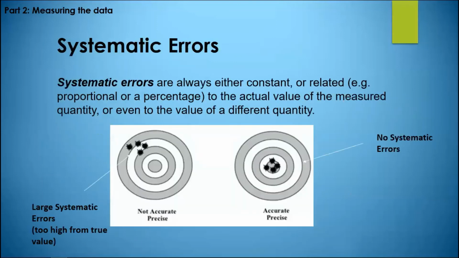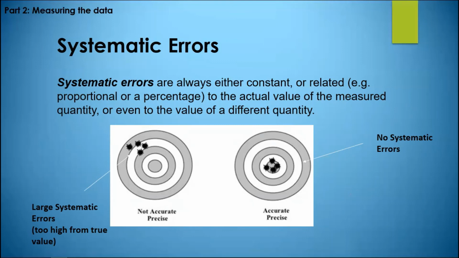Let's talk about the systemic errors. Systemic errors are always either constant or related to the actual value of the measured quantity, or even to the value of a different quantity. When you have systemic errors, you can have data that's not accurate but precise, meaning the data values are close to each other. And you can also have accurate and precise data. When you have accurate and precise data, that means there are no errors, right? No systemic errors.